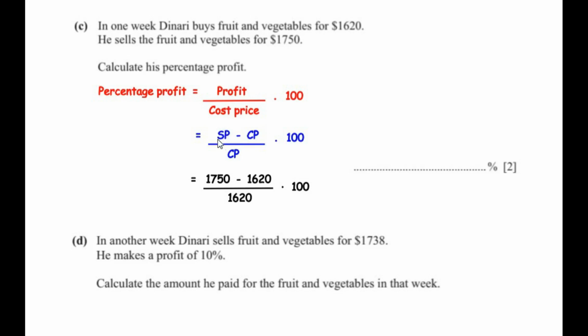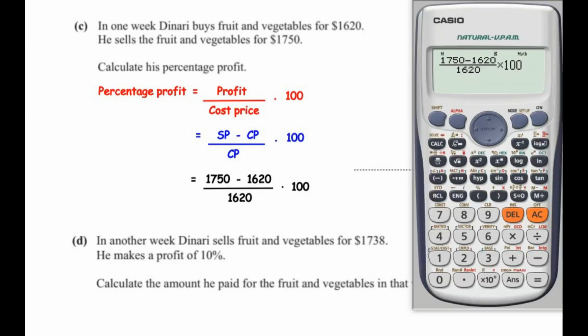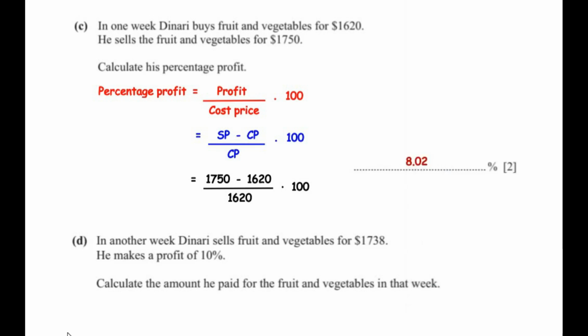So the profit is going to be the selling price, which is 1,750, minus the cost price, that is the price he has bought fruits and vegetables for, that is 1,620, over the cost price, which is the same amount, times 100. So here we have written in the numerator 1,750 minus 1,620 over 1,620. Now since this is a percentage, we are going to multiply this entire fraction by 100. So let us see how much value this gives us. So this is going to give us the value as 8.024%. So I am taking it to two decimal places, that is 8.02%. Now let us move on to the last sub question.